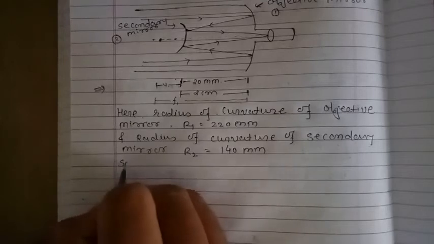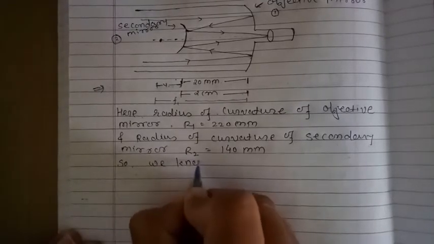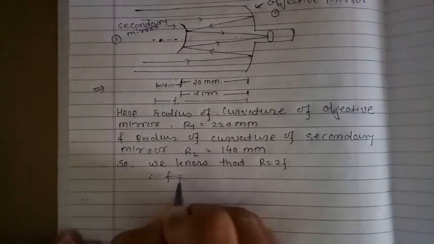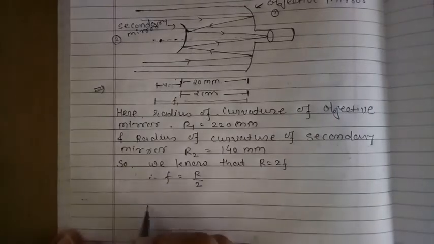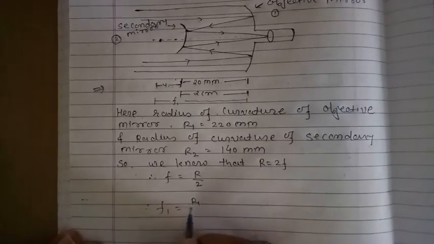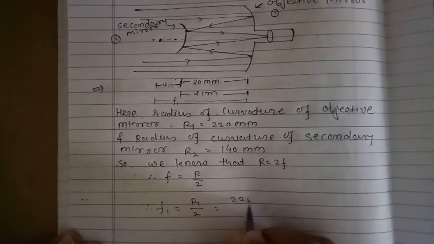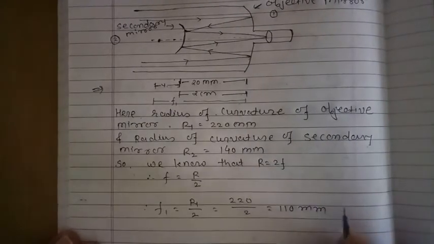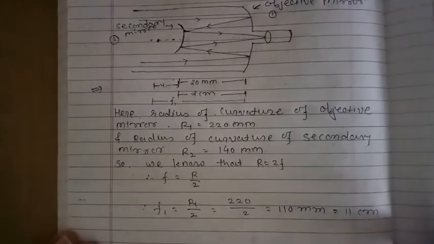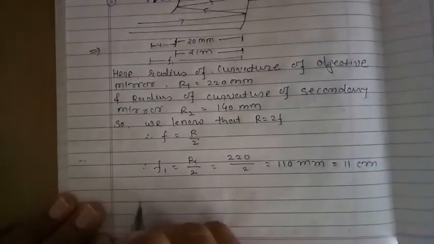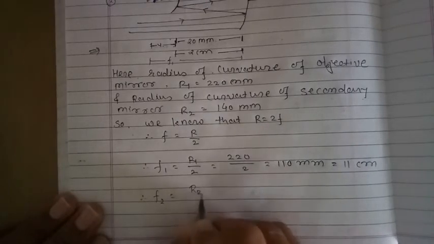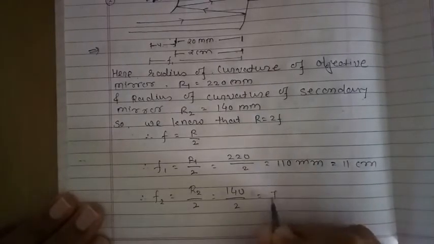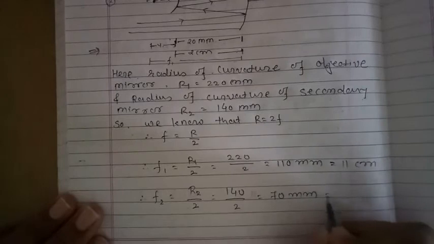We know that r is equal to 2f, so we can say that f is equal to r by 2. So f1 is equal to r1 by 2. Value of r1 is 220 upon 2, so 110 millimeter, or we can say 11 centimeter, right? Now f2 is equal to r2 by 2, so value of r2 is 140 upon 2, so 70 millimeter, and in centimeter, 7.